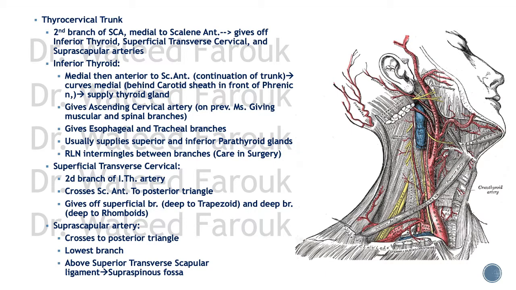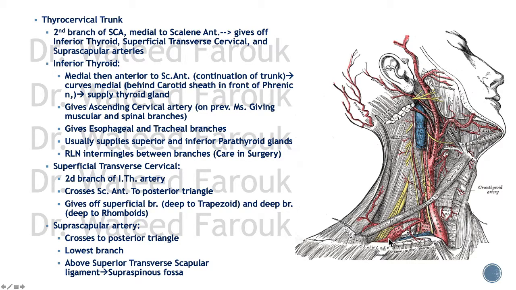The second branch is the thyrocervical trunk. You can see it here. It varies in length, by the way. It may be a very short stump or a long one. The thyrocervical trunk arises medial to the scalene anterior, from the first part of the subclavian, and divides into three main branches: the inferior thyroid artery, the one you see here, the transverse cervical artery, or the superficial transverse cervical artery, this one, and the suprascapular artery, this one.